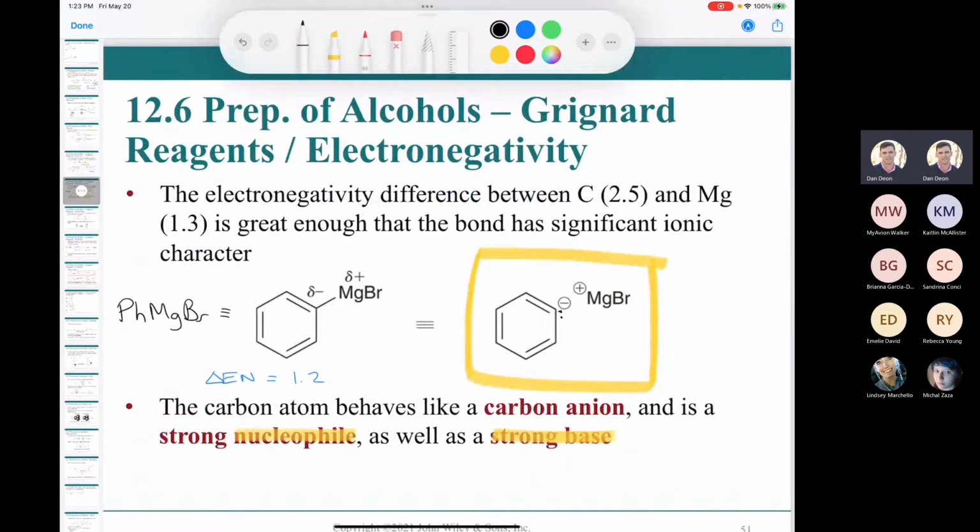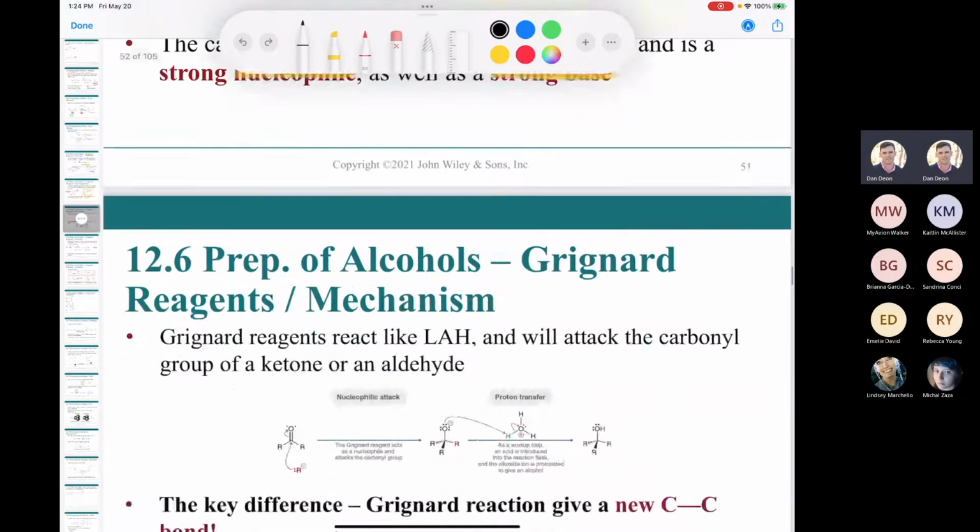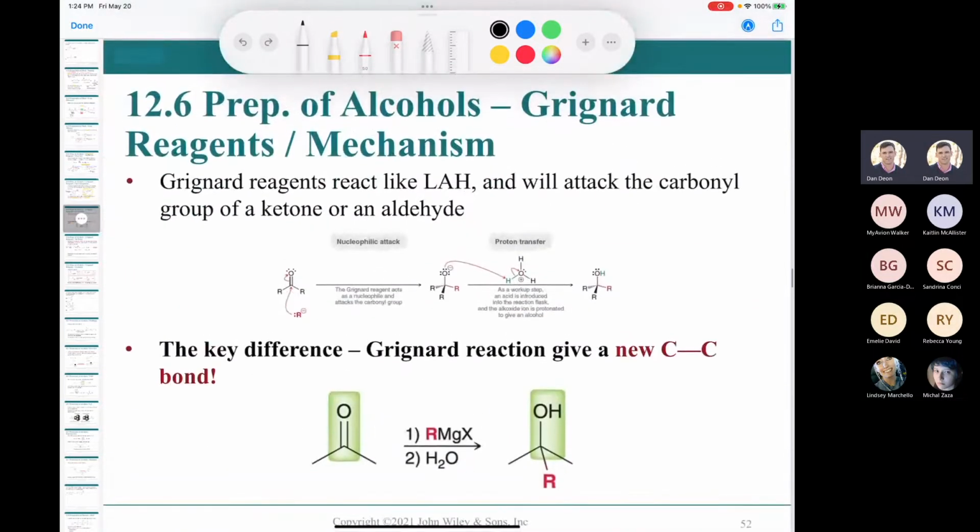So again, repeating myself, we have a negative charge on a carbon. And what does that mean? It means the carbon can behave as a nucleophile or a base, either one. So we can use that to our advantage. Let's take a look. Grignard reagents react kind of like lithium aluminum hydride, in that the negative charge on the carbon can attack a carbonyl of a ketone or an aldehyde.